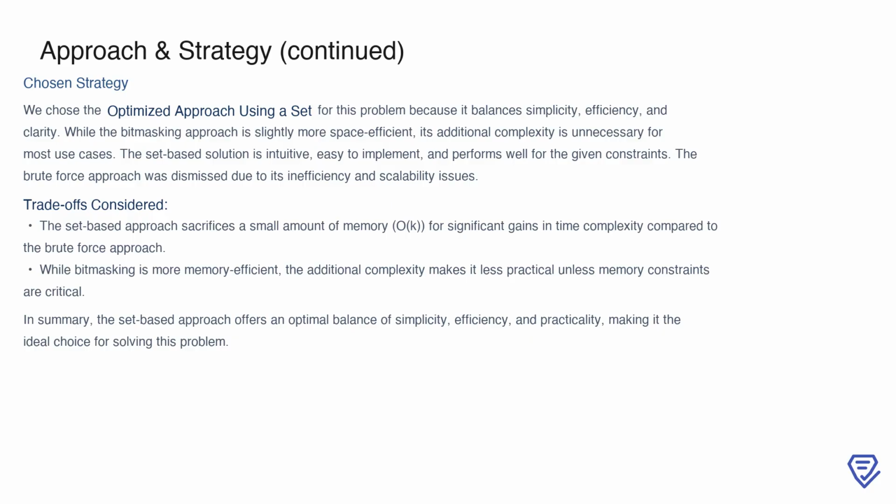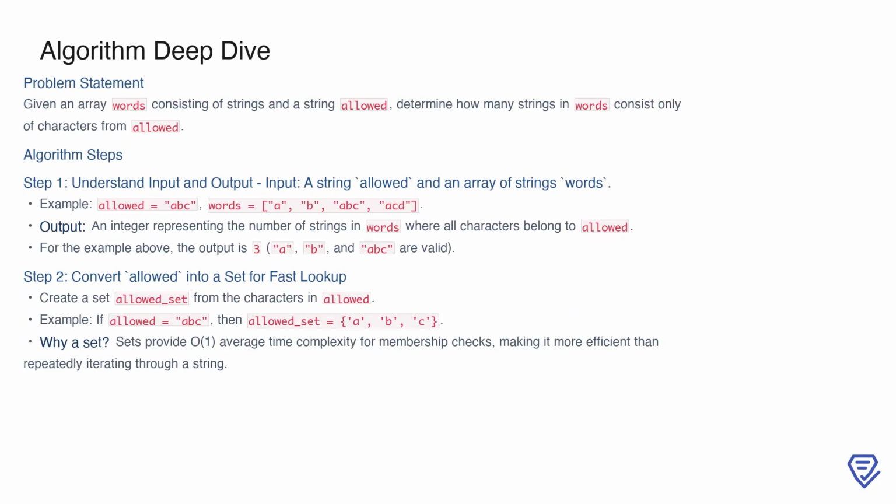solving this problem effectively. To solve this problem, we need to determine how many strings in the array words consist only of characters from the string allowed. Let's break this down step by step. First, we need to understand the input and output. The input consists of a string allowed and an array of strings called words.